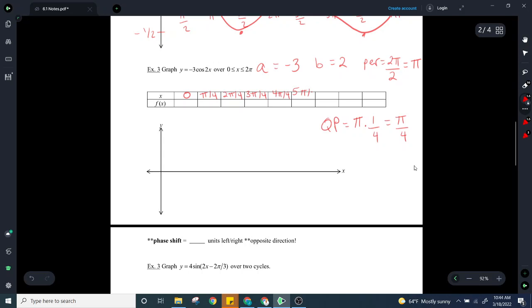5 pi over 4 would be the next quarter period, or the next key value. 6 pi over 4, 7 pi over 4, and then 8 pi over 4. So that is a distance from 0 to 2 pi if I reduce that.